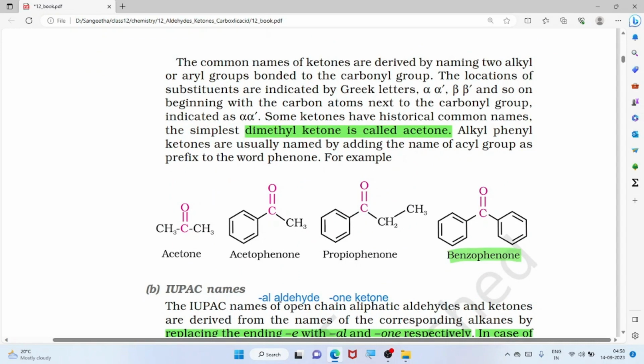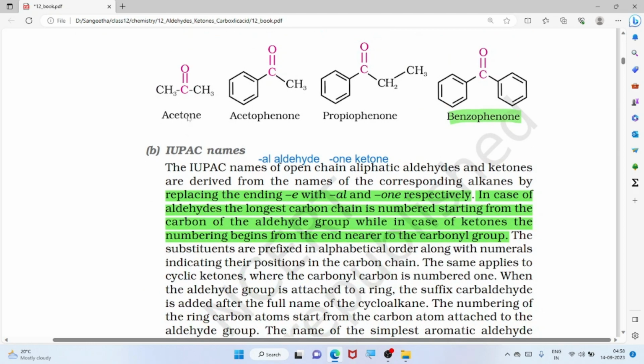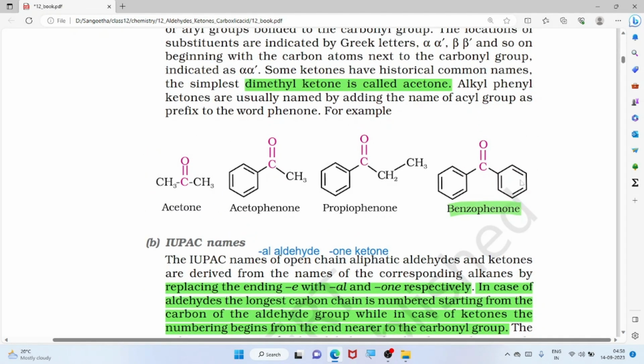This is acetone, dimethyl ketone. This is benzophenone, two benzene rings and then the carbonyl group, benzophenone.